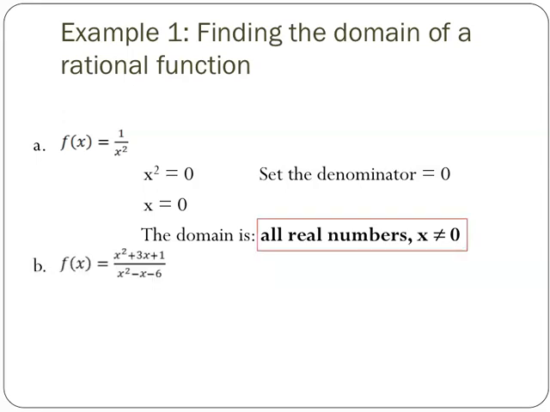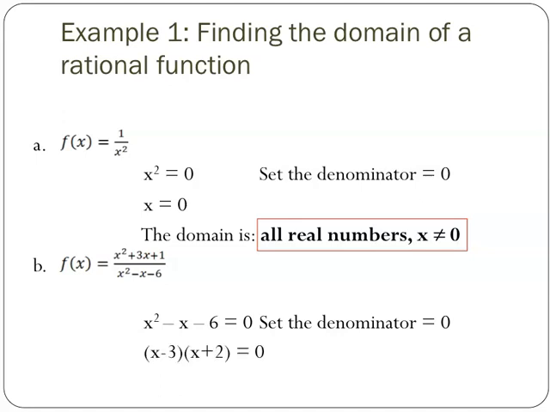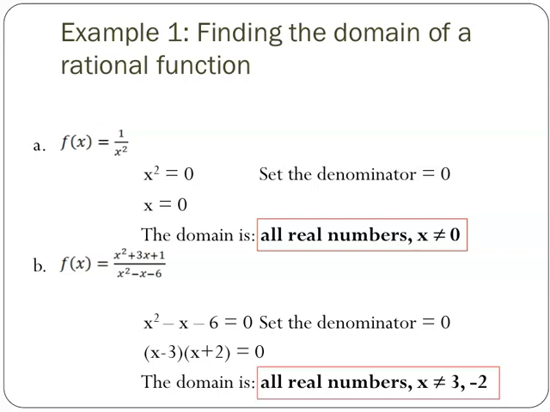Look at the next one. We have x squared plus 3x plus 1 all over x squared minus x minus 6. So again, to find the domain, you just want to figure out what's going to make that denominator equal to 0. So take that denominator, set it equal to 0, and solve. This looks like it's factorable. So x minus 3 times x plus 2 equals 0. Set each equal to 0, we have x equals 3 and negative 2. So the domain is going to be all real numbers except for 3 and negative 2.